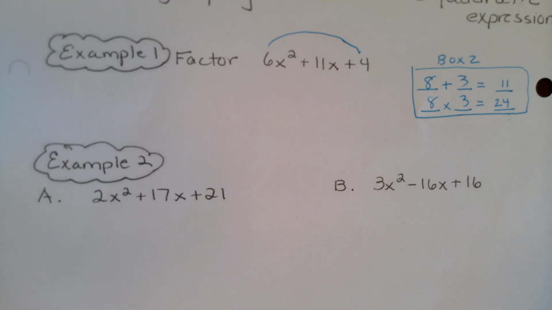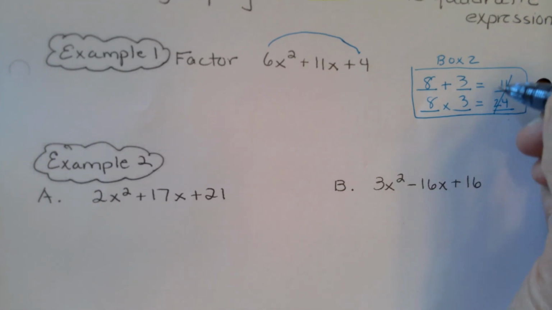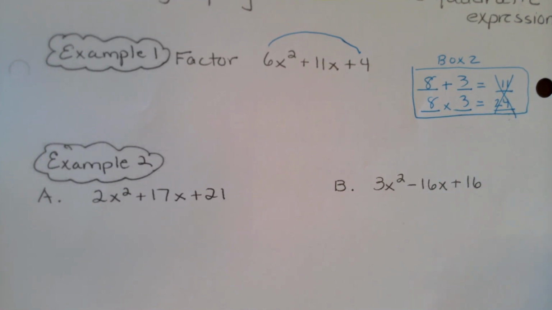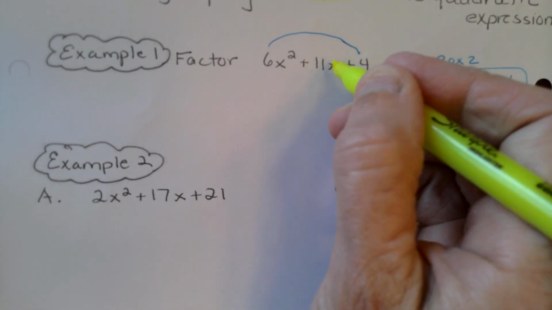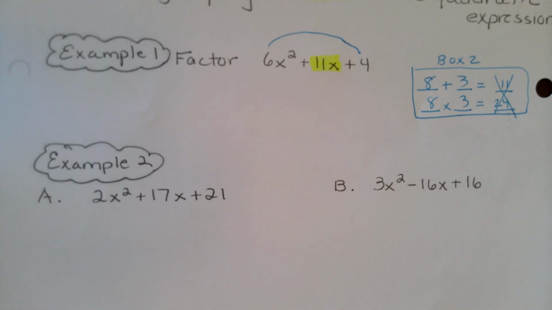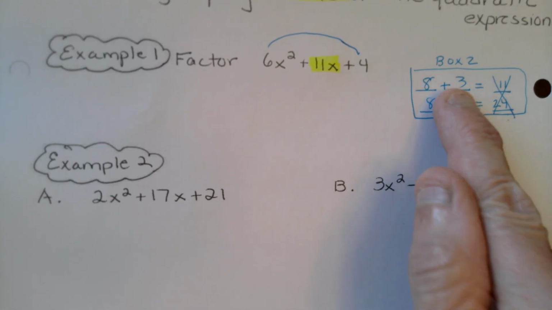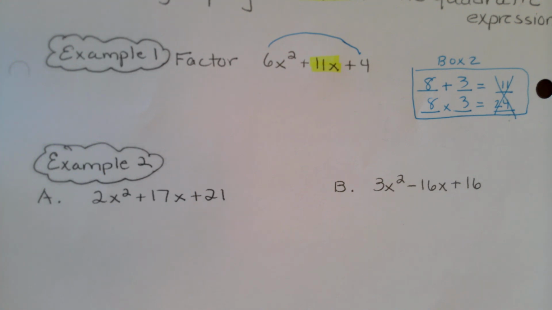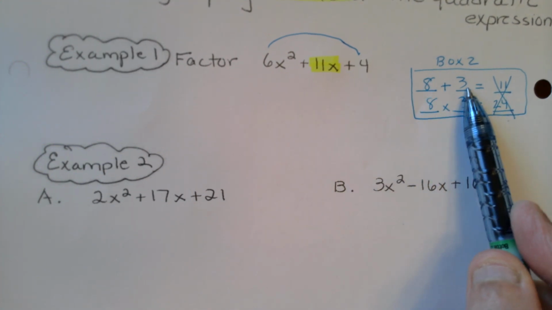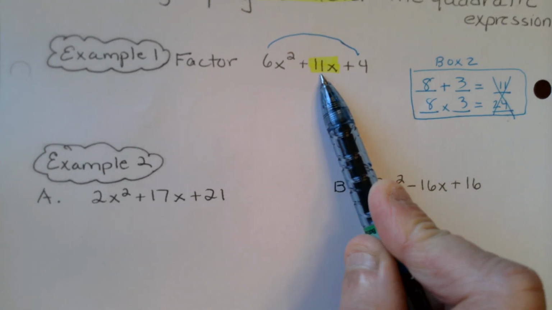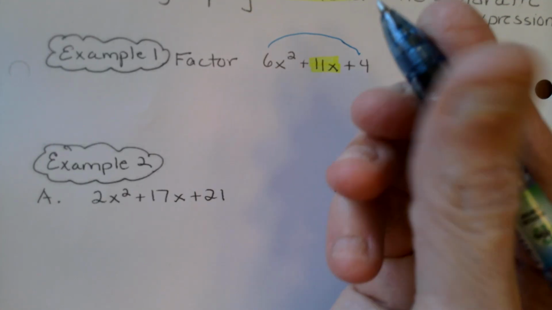Perfect. But now here's the difference. Yes, we're done with those. We're not going to use those anymore. But we're not going to just be able to give our answer like we did with box 1. There's a little bit more work. We are going to rewrite this, but instead of writing this term, I'm going to replace it with 2 terms, 8x and 3x. Because what's 8x plus 3x? Oh, 11x. So let's do that.